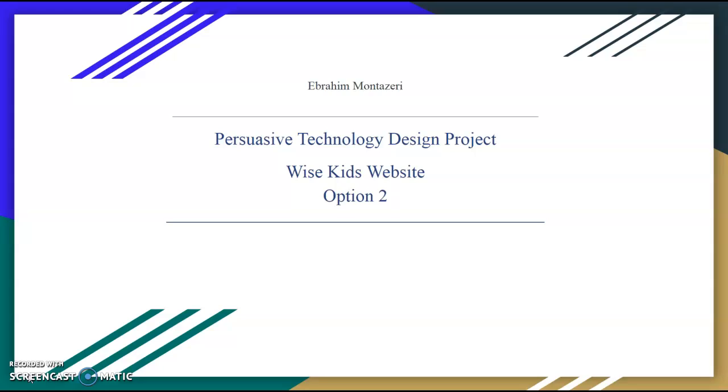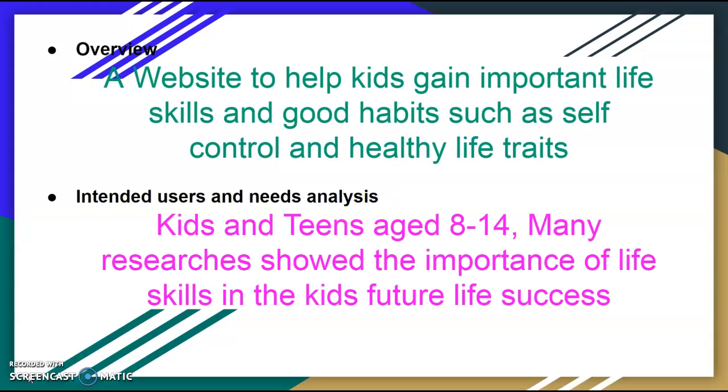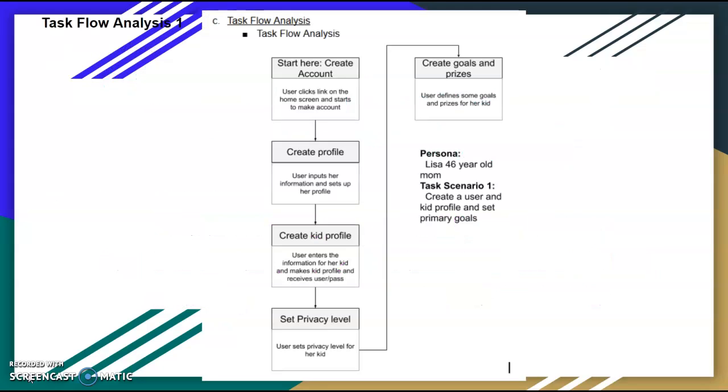The name of my project is WiseKid website. The purpose of the project is designing a website to help kids gain important life skills and good habits such as self-control and healthy life traits. Intended users are kids and teens aged 8 to 14. Much research showed the importance of life skills in the kids' future life success.